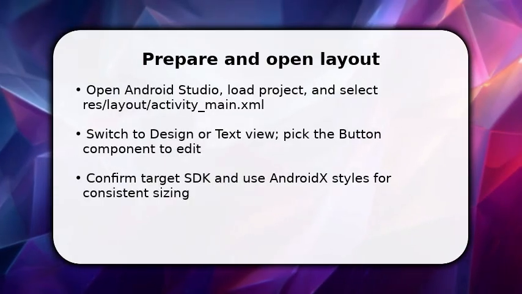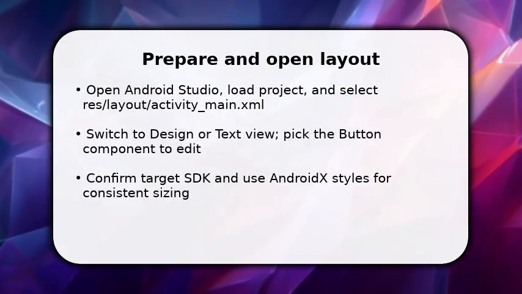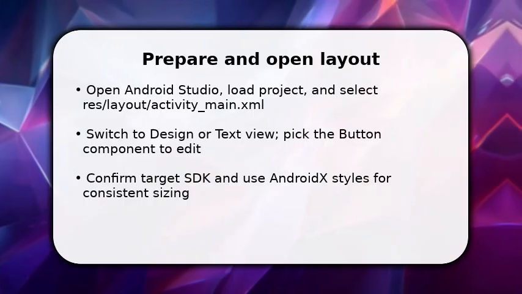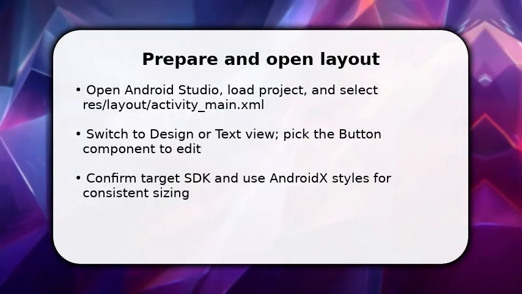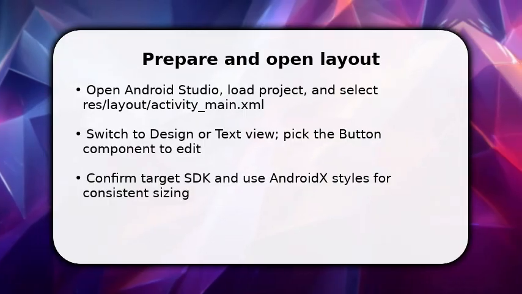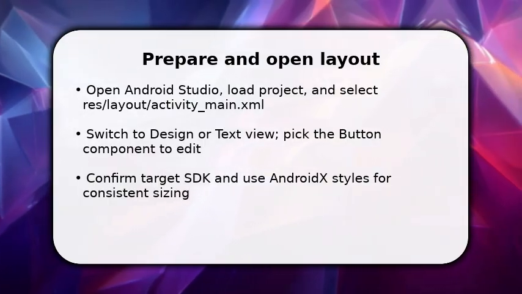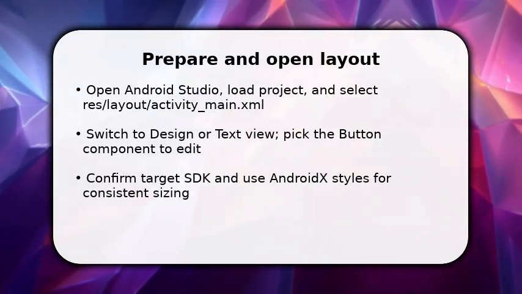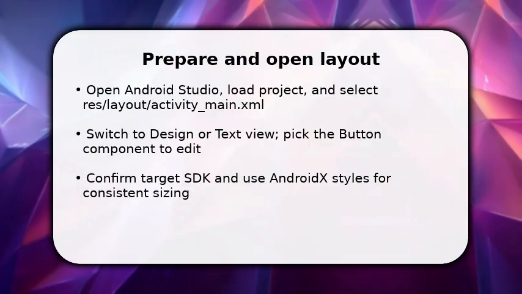You start by opening the layout file that contains the button you want to change. Once done, pick Design or Text View so you can modify XML or properties. You'll want to confirm the button's ID and the parent container constraints because those determine available space. Make sure to use DP units for consistent sizing across screens.